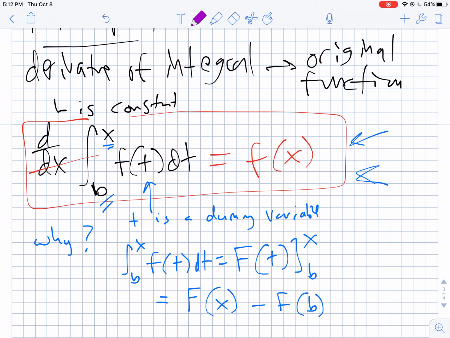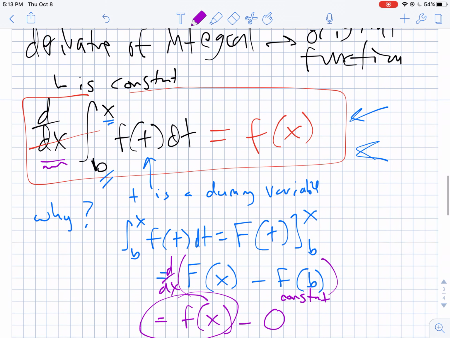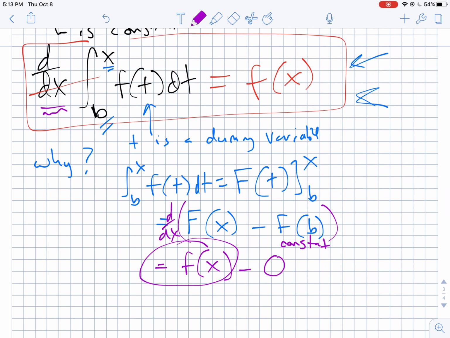Now what they're asking us to do is to take the derivative of this. So let's take the derivative of that. When I take the derivative of the antiderivative, that gets us back to our original function. That's what an antiderivative is. But then this F of b is a constant, right? It's just some random number. When you plug in a constant, you just get another constant, like 12 or 20 or 3, who knows? But when you take the derivative, you get 0. So you get back to your original function. That's why you're able to cancel the derivative and the integral. So this is kind of a proof of why that happens.